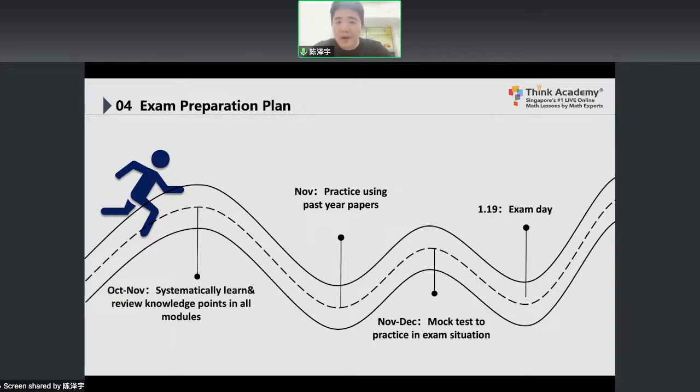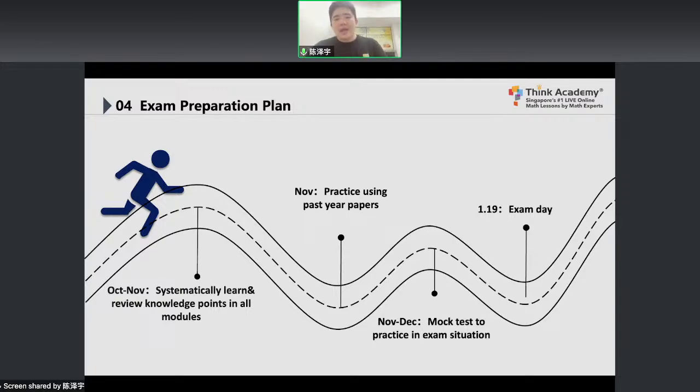Then when the time comes in November, you need to start doing some practice. You need to start doing the past year papers. Why do the past year papers at this time? First of all, it will help you realize what kind of knowledge point I haven't learned, or what kind of knowledge point I'm not good at. Then I can go back and learn this knowledge point.